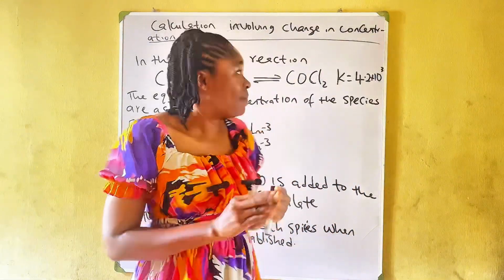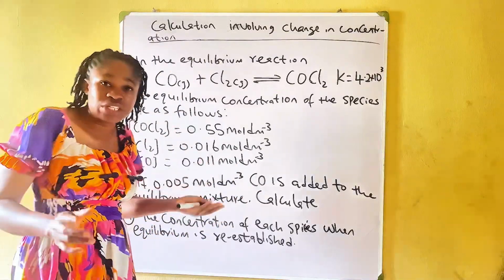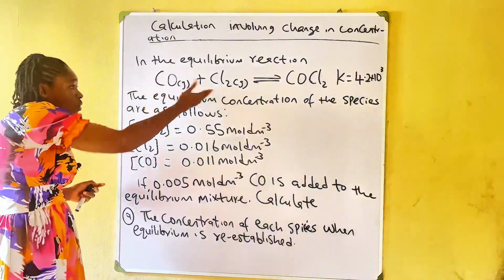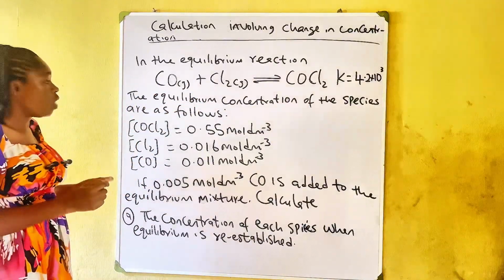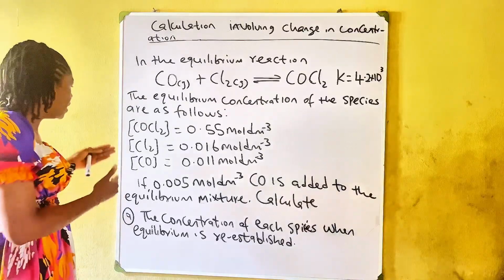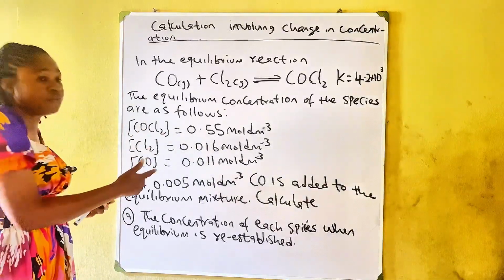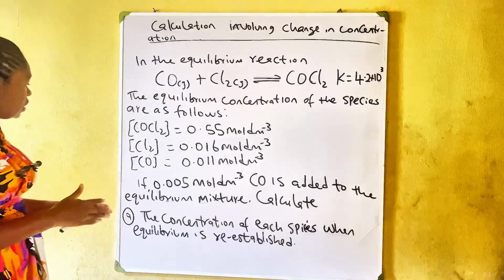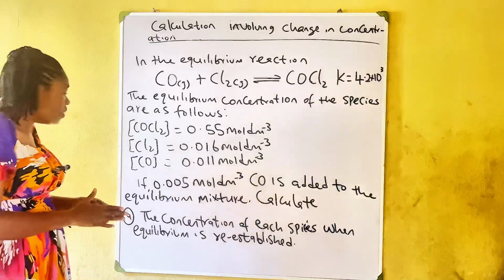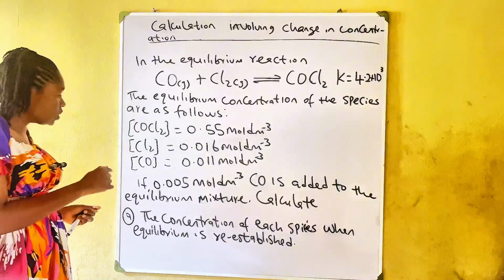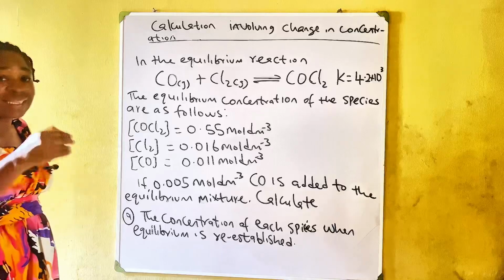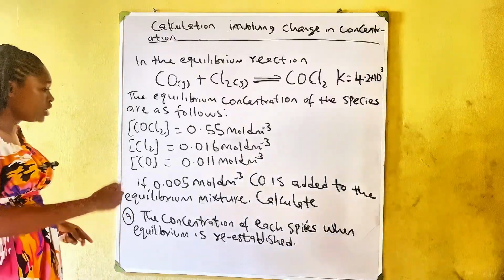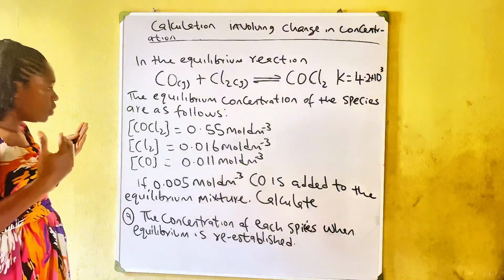Today's topic, let's look at calculation involving change in concentration of the reactant or the product. So look at this equilibrium reaction below. The equilibrium concentration of the species are as follows. The concentration of COCl2 is 0.55, chlorine gas is 0.16, CO is 0.11 mole per dm cube. So if 0.005 mole per dm cube of CO is added to the equilibrium mixture, calculate the concentration of each species when equilibrium is reestablished.